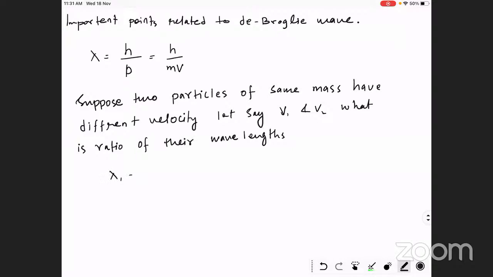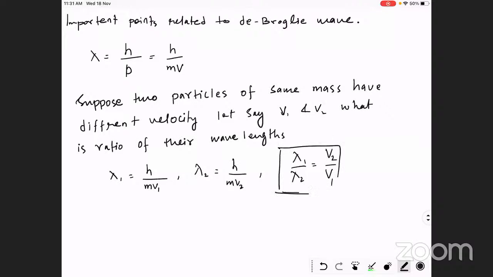So we'll write lambda 1 is equal to h upon m v1 and lambda 2 is equal to h upon m v2. So lambda 1 upon lambda 2 is equal to v2 by v1. Understood? Because if mass is constant, then wavelength is inversely proportional to velocity.